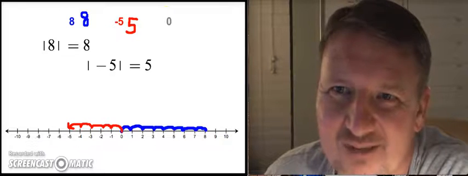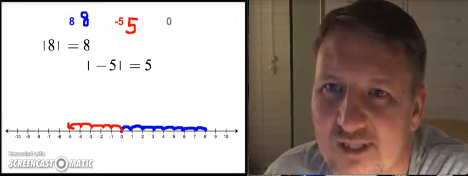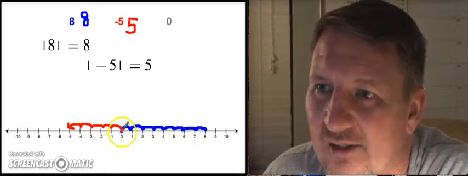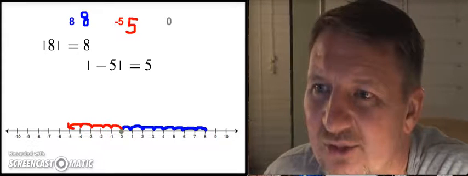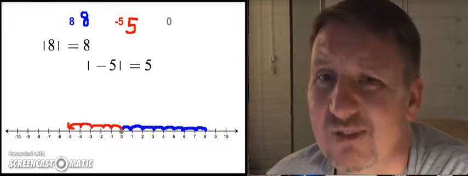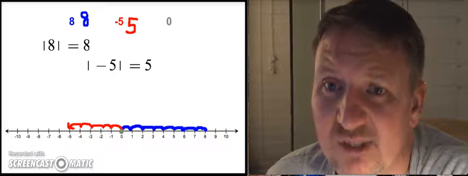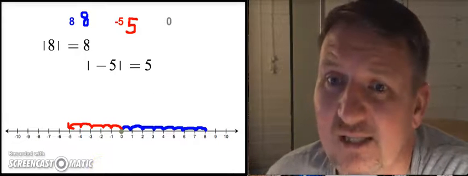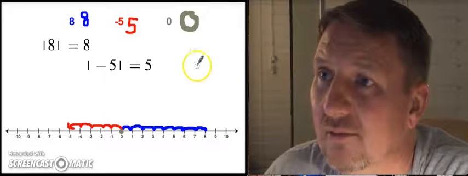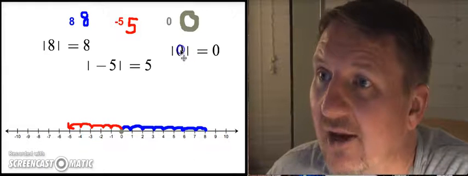All right, let's look at 0. Here's 0 on the number line. So I'm going to count from 0 to 0, and I can't do it because I'm at 0. So guess what the absolute value of 0 is? Please tell me somebody said 0, because that would be the correct answer. The absolute value of 0 is 0. This is not hard at all, guys.